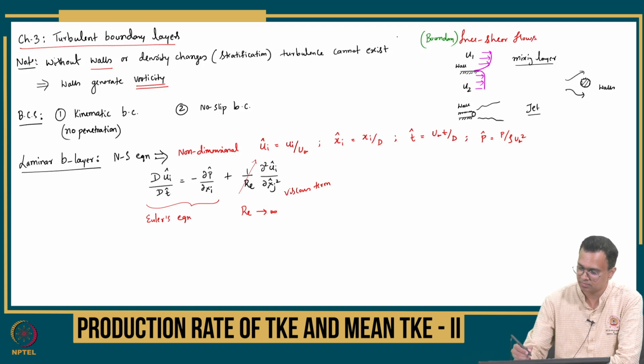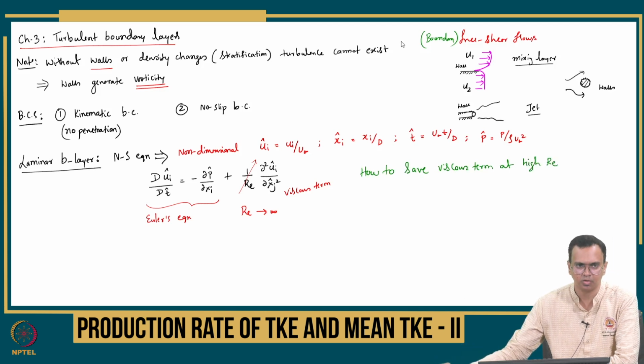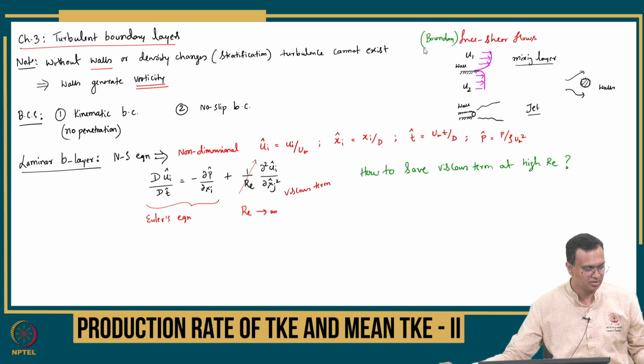So how to save the viscous term at high Reynolds numbers? At low Reynolds numbers, obvious, this term will survive. At high Reynolds numbers, I want to save this. How do I save? It's already saved. Somebody saved it. Who? Prandtl. How did he save this?